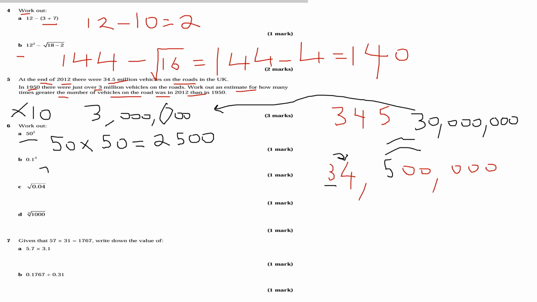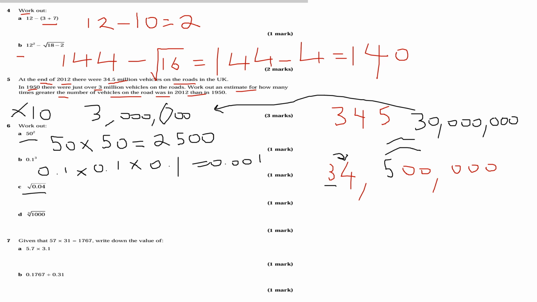Part B, 0.1 cubed, so 0.1 times 0.1 times 0.1. Be careful here with decimal places. Essentially, it's 1/10 times 1/10 times 1/10, which is 1/1,000. So that'll be 0.001. Check it by backing it up to a fraction: 1/10 times 1/10 times 1/10 is 1/1,000.